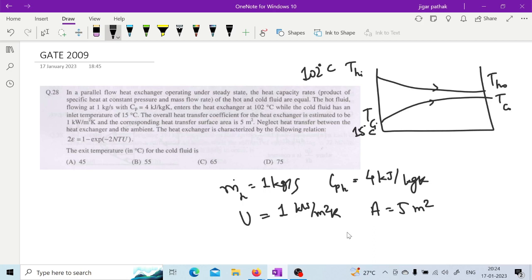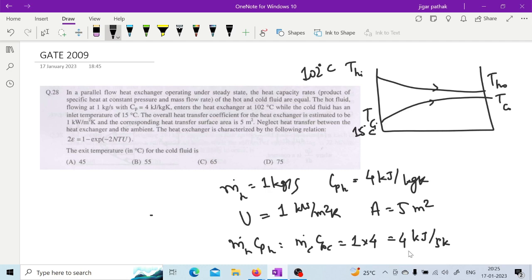So from this, what they have given is the same heat capacity, right? So here you will have mhCph is equal to mcCpc is equal to 1 into 4 is equal to 4, right? Kilojoule per second Kelvin, right? Because kg will be cancelled when you multiply this.